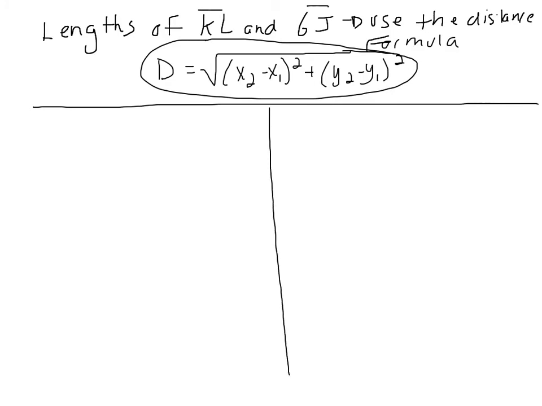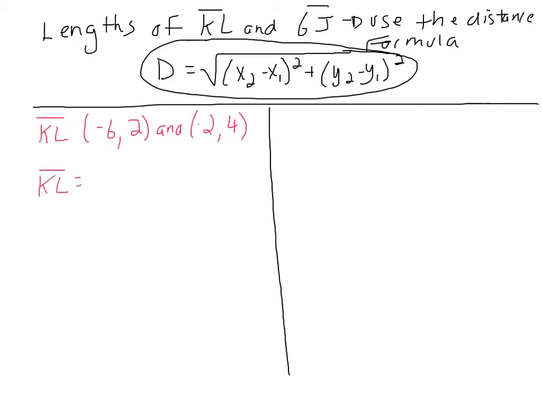So first, let's find the length of segment KL. Now to find the lengths, we need the endpoints. So the endpoints of KL are -6, 2, and -2, 4. So let's use the distance formula to find this length.